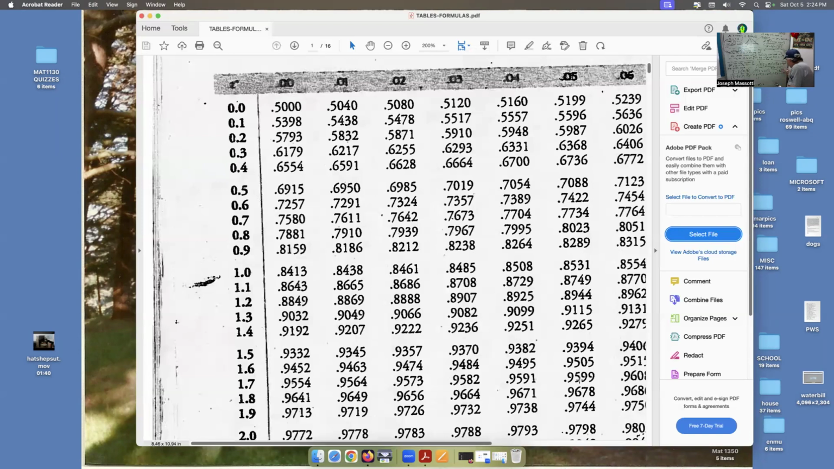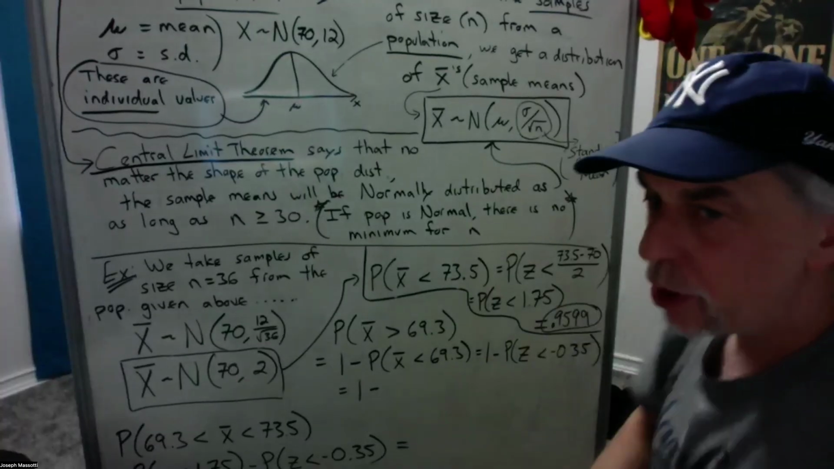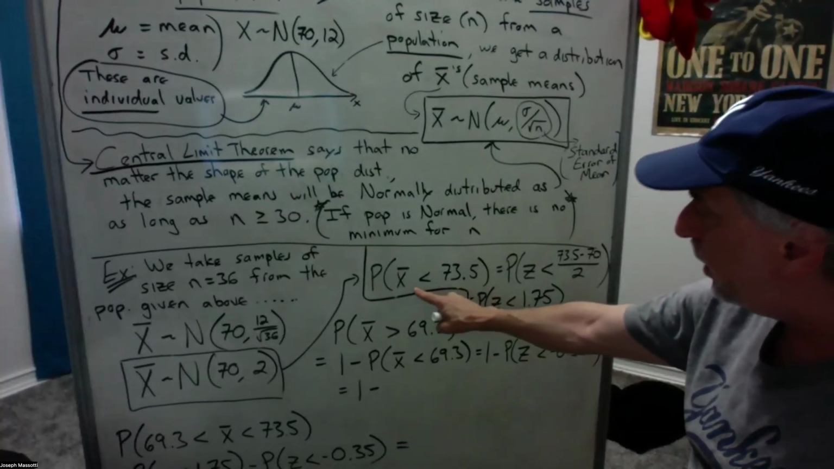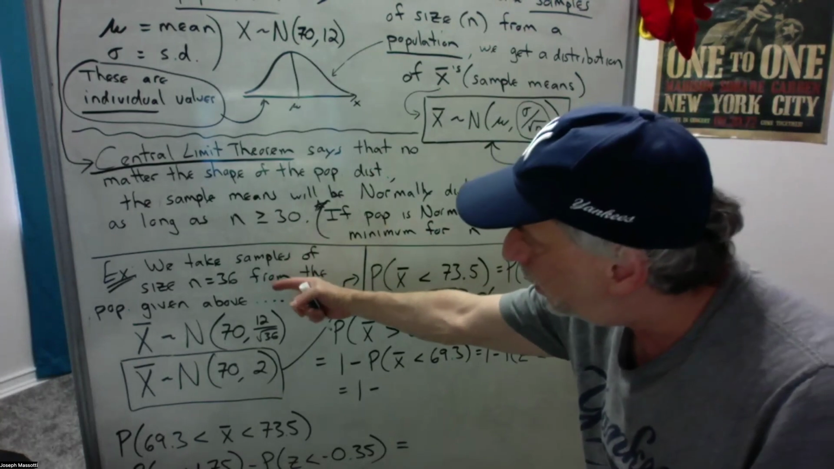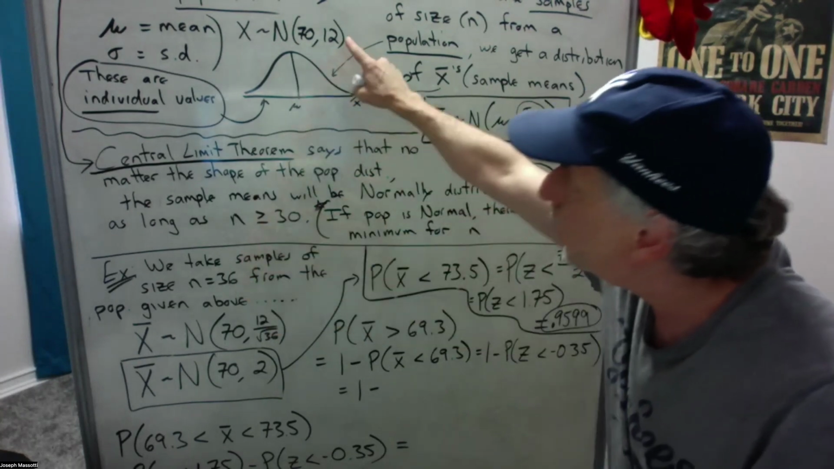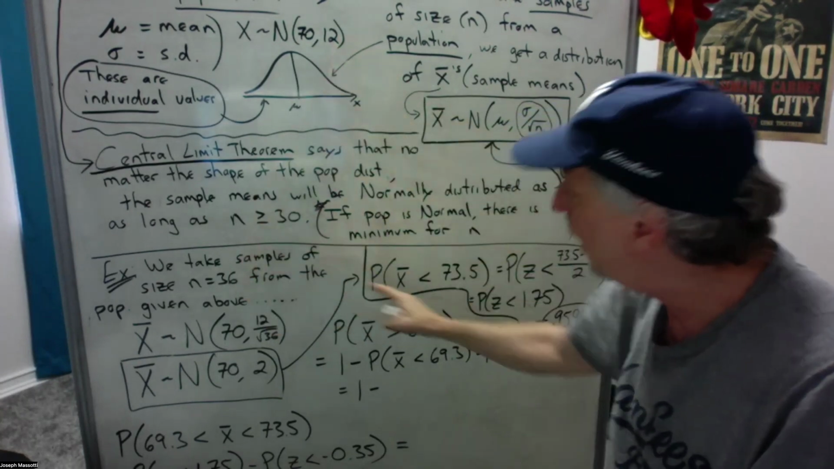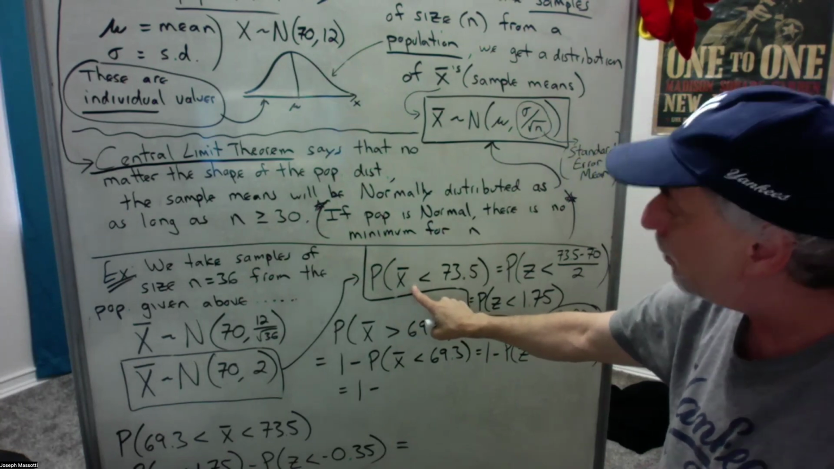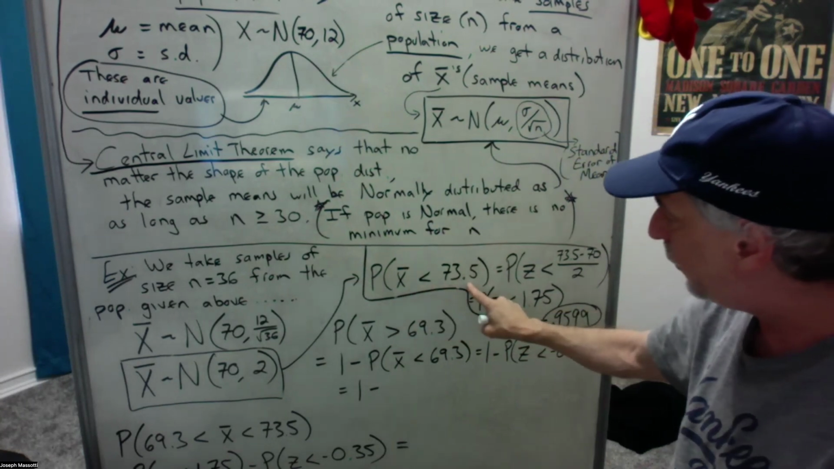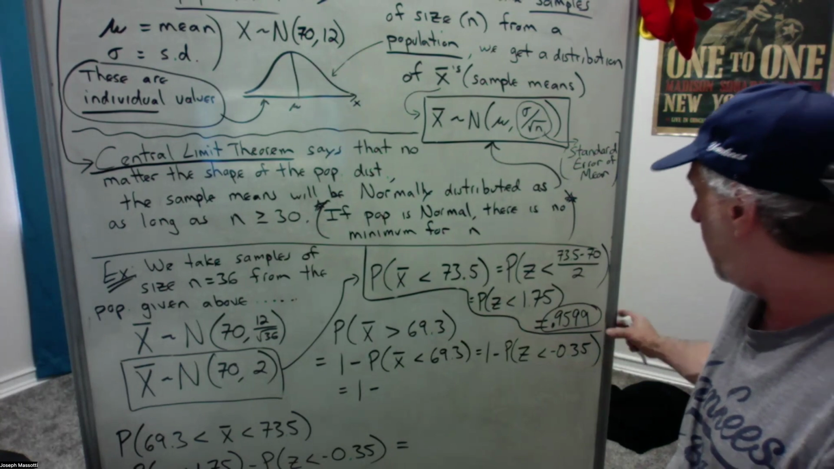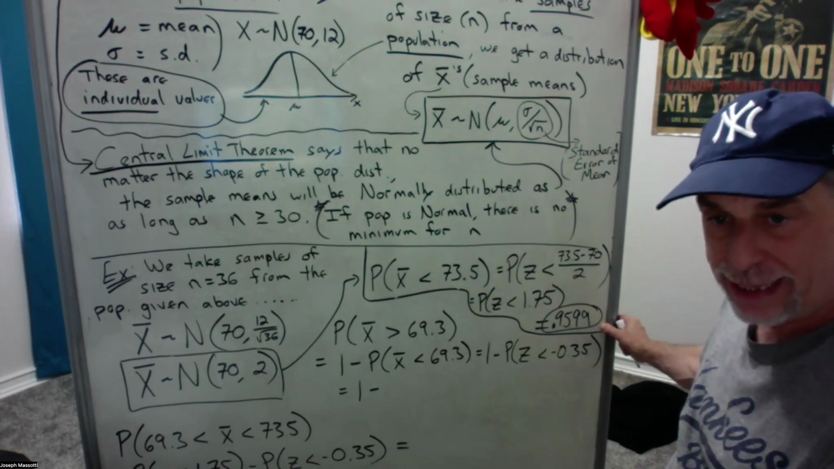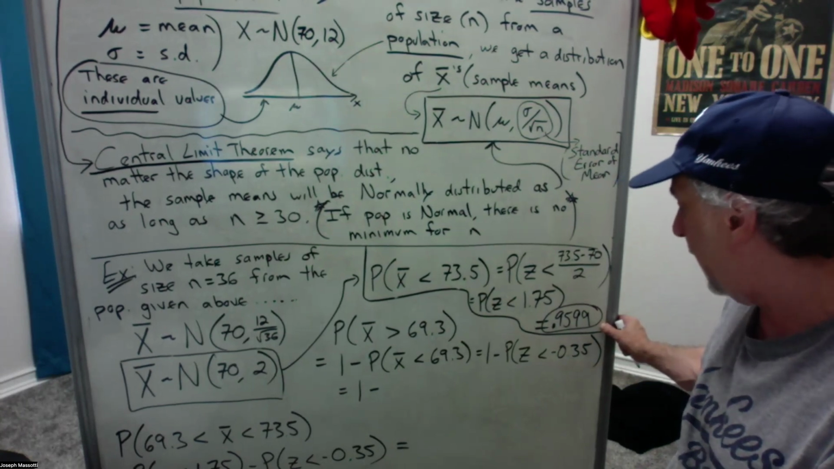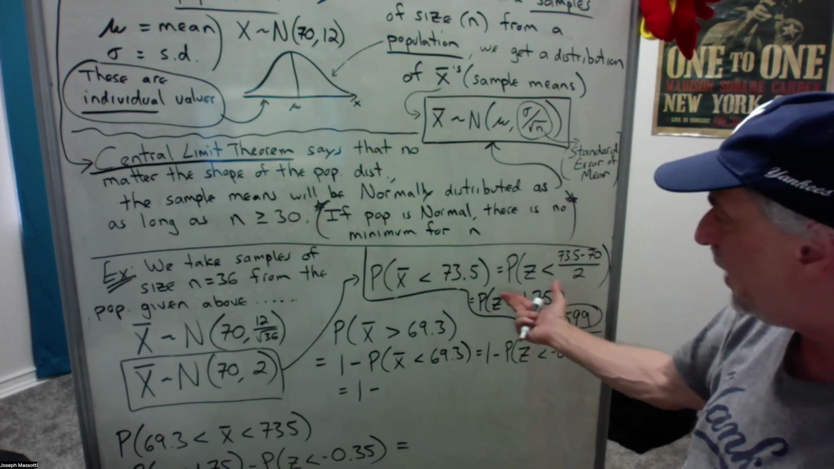0.9599 is our answer. Okay? So we put that here, that's our answer. That's the probability that when we take samples of size 36 from this population, the probability that the sample mean is going to be less than 73.5 is very close to 1, right? Almost 96%, 0.9599. And again, ask if that makes sense.